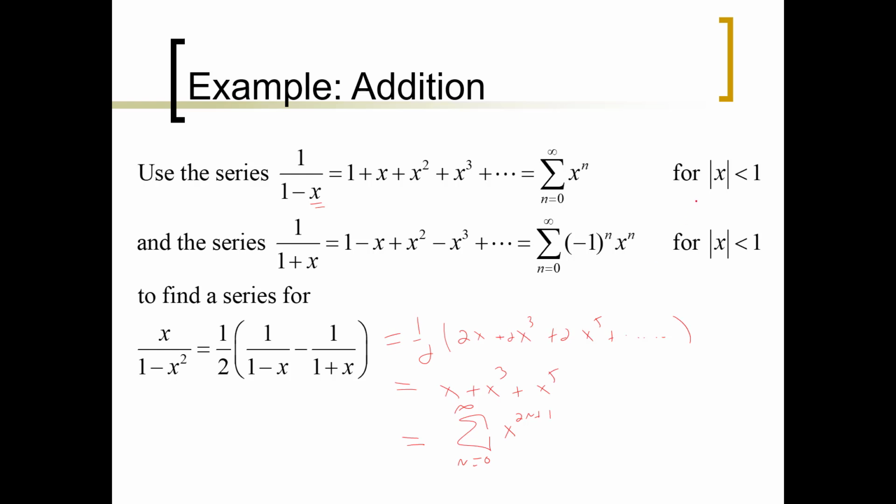And it's got to converge in the intersection of the two separate intervals of convergence. So this thing will converge at least as long as the absolute value of x is less than 1. That's it. That's how that problem would be done.